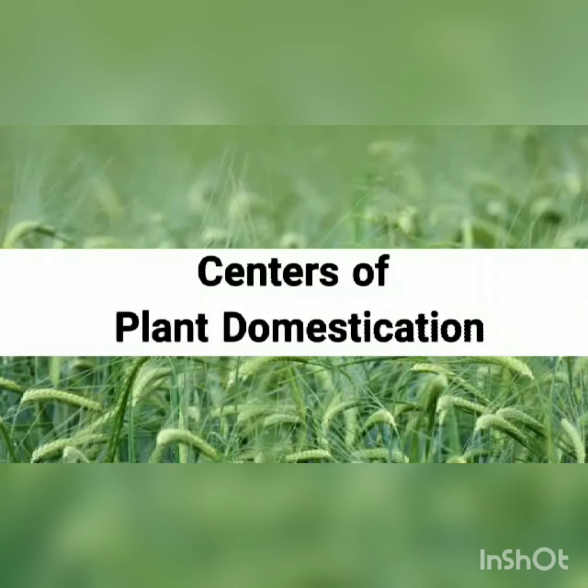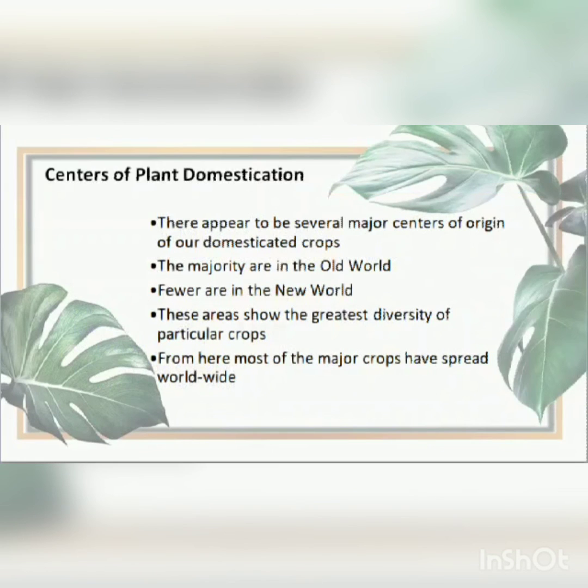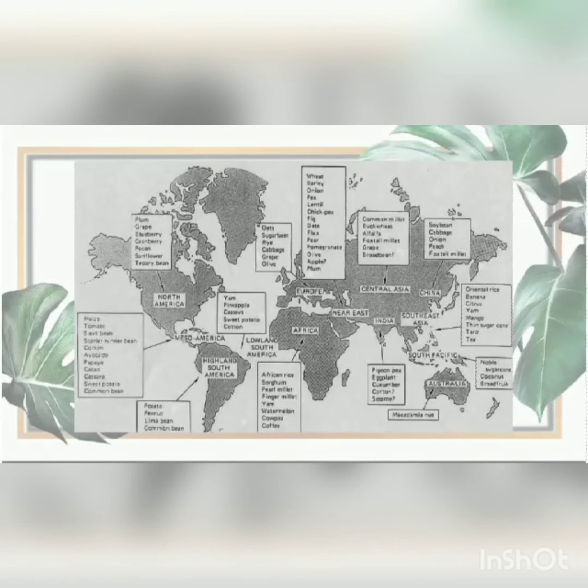Centers of plant domestication. Vavilov elaborated a more detailed approach to the analysis of cultivated plants in their centers of origin. There appear to be several major centers of origin of our domesticated crops. The majority are in the Old World. Fewer are in the New World. These areas show the greatest diversity of a particular crop. From here, most of the major crops spread worldwide.